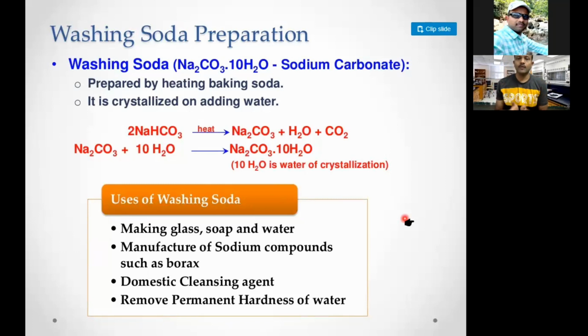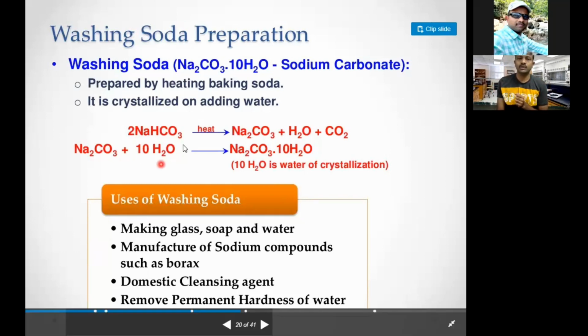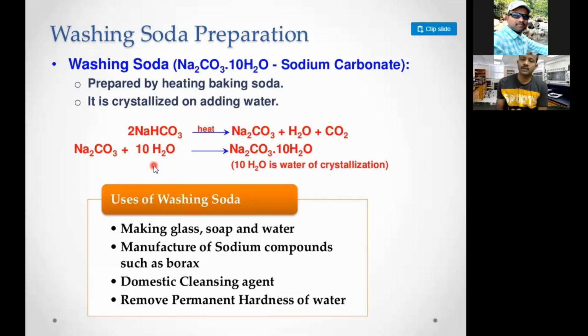When it absorbs the heat, the CO2 is escaped as CO2 gas. Two moles of sodium bicarbonate form sodium carbonate and water. So evolution of water also takes place, and CO2 gas is also released. After preparing from sodium bicarbonate by heating, you are getting sodium carbonate.